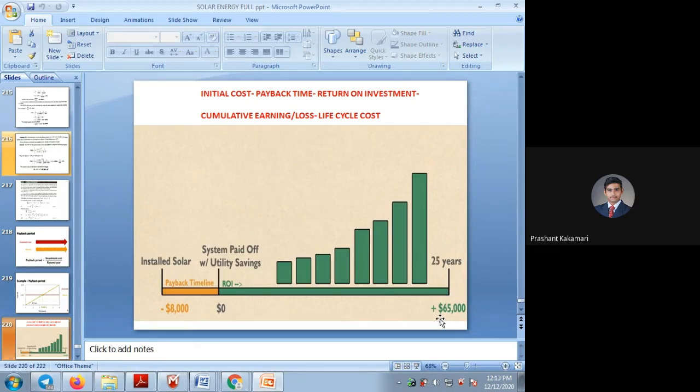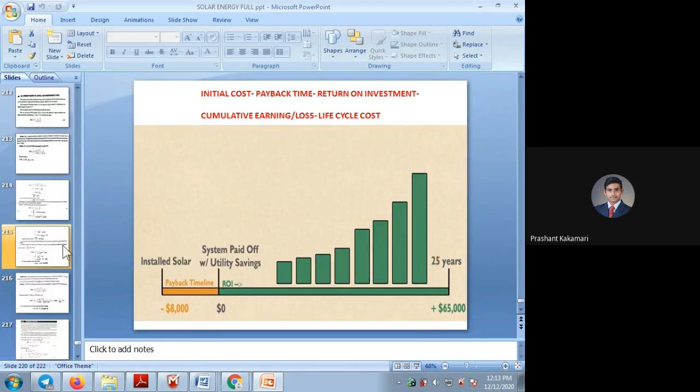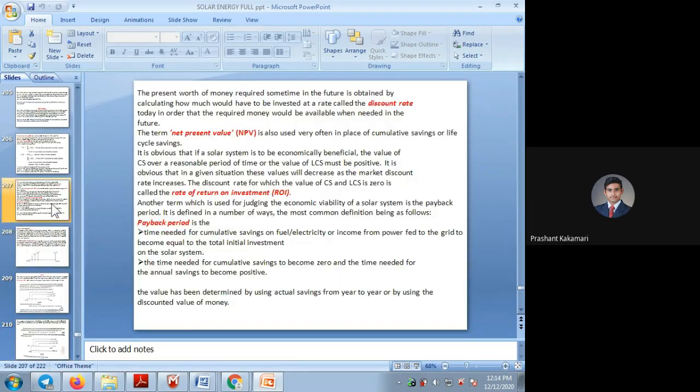One can also check which plan lets me save more, how much return on investment I can get, or what the payback period is. So payback period means the timeline taken for the investment and the returns to balance. The net sum of these two will be zero. Or I can define it in another way also: the time needed for cumulative savings to become zero.